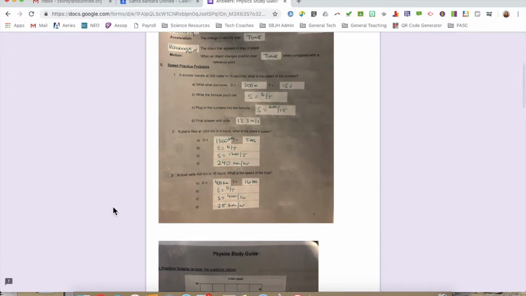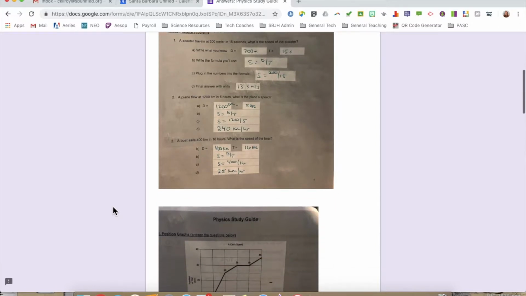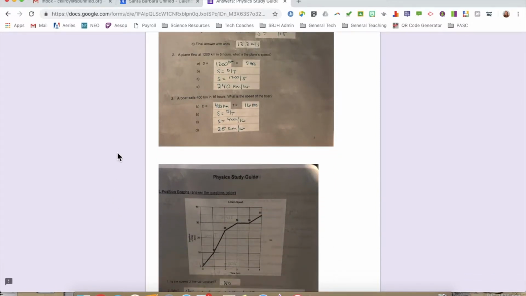In order to calculate speed, we use the 4-step formula. We write down what we know, and in the first one, we know distance equals 200 meters and time equals 15 seconds. The second step is we write the formula we'll use. Speed equals distance divided by time. The third step, we'll plug in our numbers. 200 divided by 15, and we get a final answer of 13.3 meters per second. We follow the same steps in order to solve for speed in the next 2 and 3 problems.